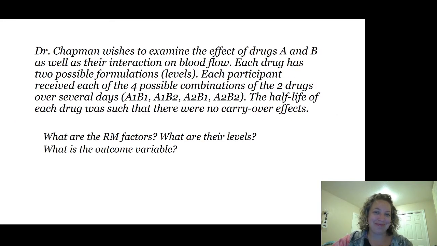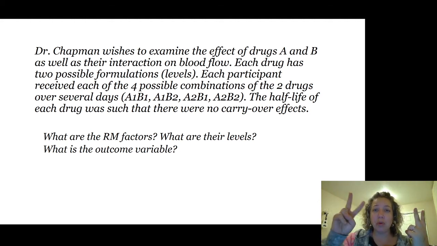Here's another. Dr. Chapman wishes to examine the effects of drug A and drug B, as well as their interaction, on blood flow. Each drug has two possible formulations, or levels. So we have two forms of each level of each drug. It doesn't say here, maybe one formulation is a shot and the other formulation is a pill. So we've got drug A and drug B and two formulations. That's a total of 4 combinations, 2 and 2, 4.